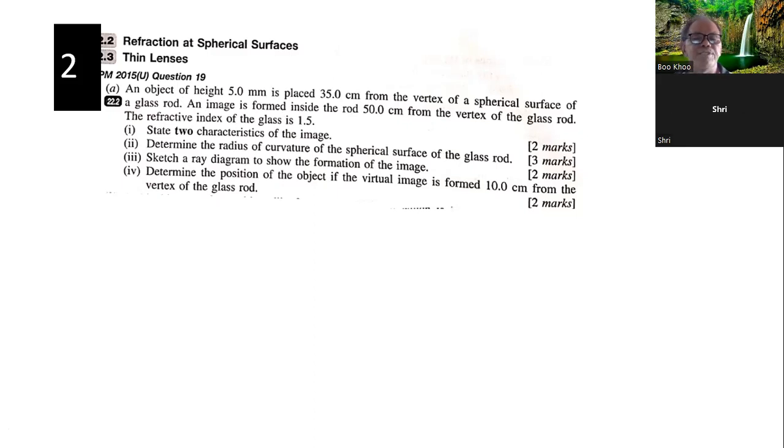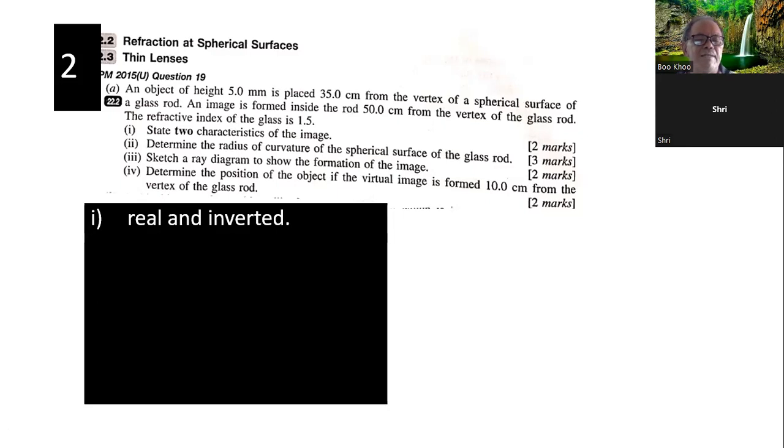So it looks like this is, right? You should be able to tell real and inverted. This is more like a convex spherical mirror. Right? You got a vertex. So it's real and inverted. Determine the radius of curvature of the spherical surface of the glass rod.